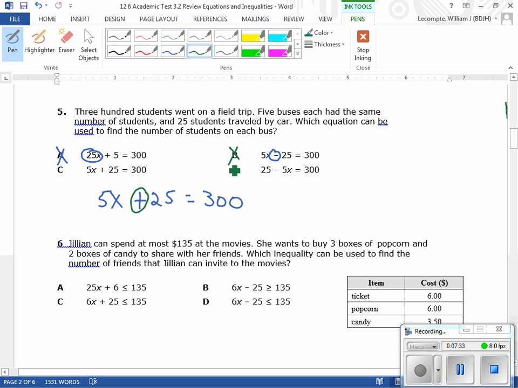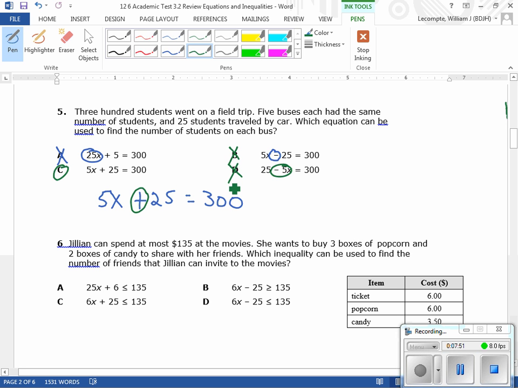I would subtract it to go to the other side, but I haven't done that yet. This says 5x plus 25 is equal to 300. That's what I came up with. So I'm going to agree with that one. And this is still subtracting out. So I would say no. So my choice would be C.